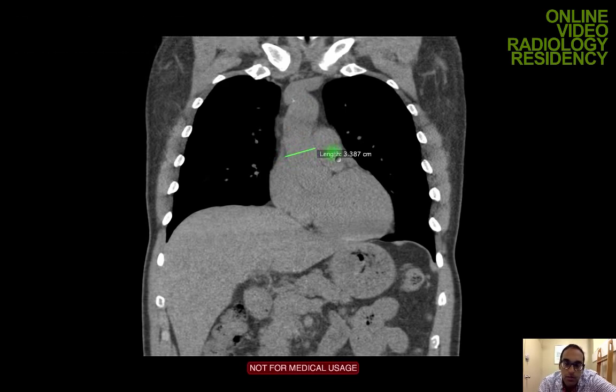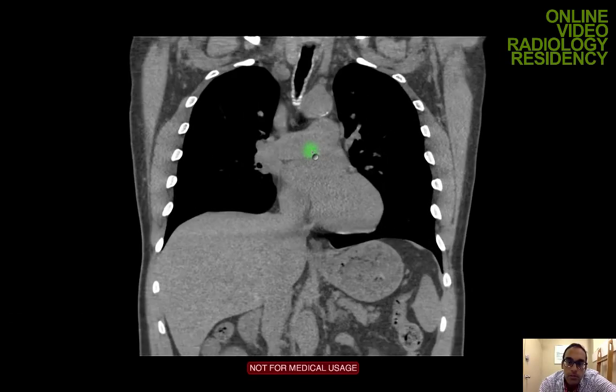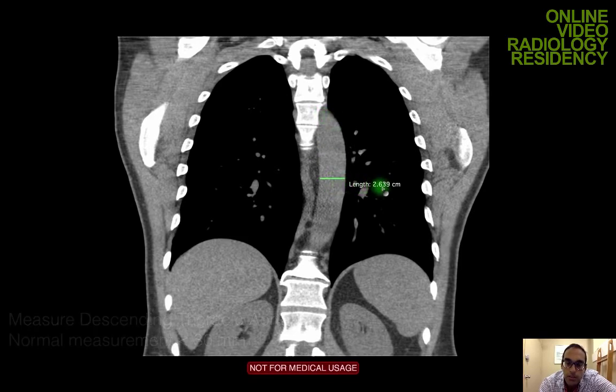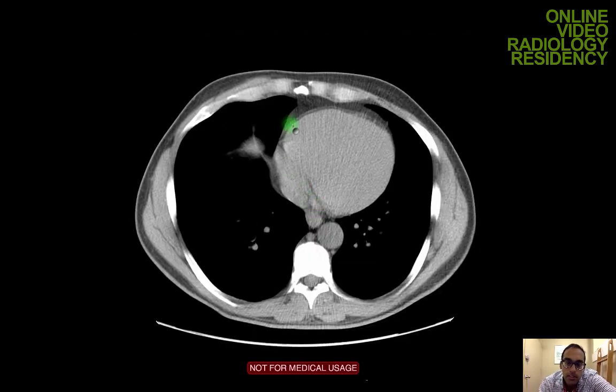And here he's about 34 millimeters, and you want to be 40 millimeters as your cutoff for aneurysm, and at 5.5 centimeters, typically where patients will be recommended for surgery. On the descending thoracic aorta, I'm going to use a cutoff about 30 millimeters, and this patient's at 26 millimeters. I'm just going to pay attention here to the heart now.